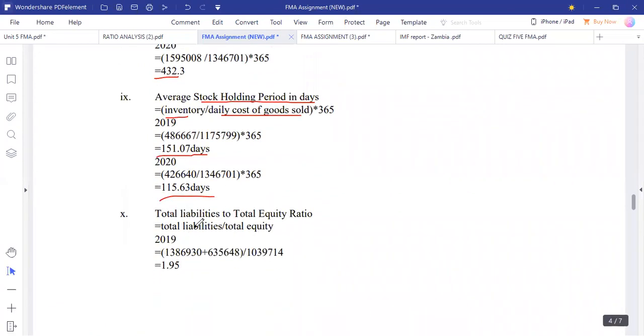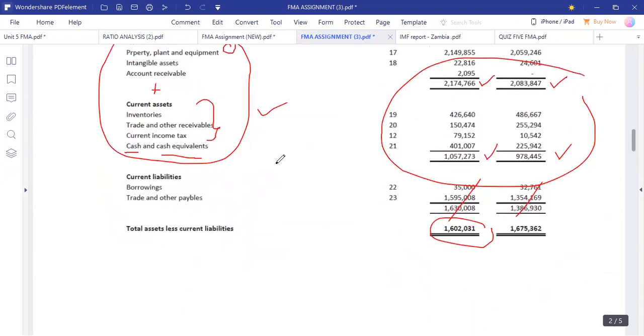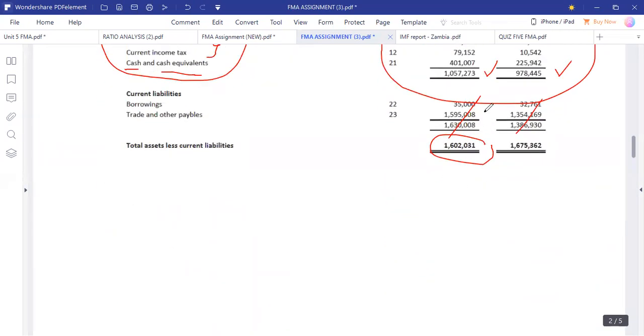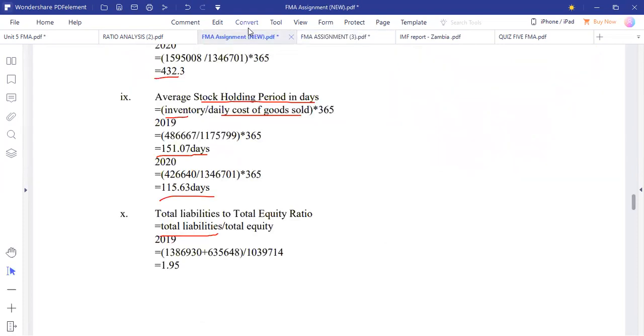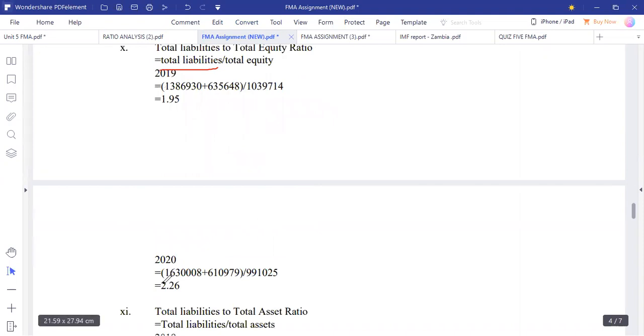All right. Then we are also asked to calculate the total liabilities to total equity ratio. So our liabilities have two components. They are what we call short term and long term. So the issue is also on identifying where we are going to find our liabilities. So here we have our non-current liabilities, which is 610, and we also have our current liabilities, which is what? 1630. So 1630 and 610 of long-term and short-term liabilities.